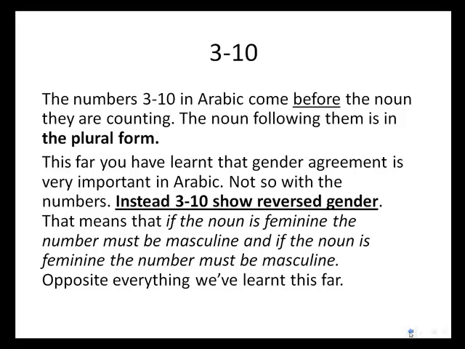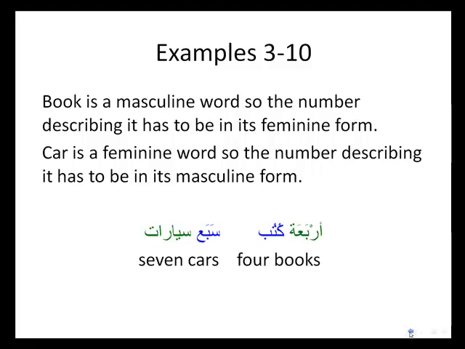If, on the other hand, you want to describe your 9 cars, car, right, okay, let's see, it's a feminine word. The number describing it then has to be in the masculine form. And we're going to see some examples of this now. 4 books, 4 is feminine, book is masculine. 7 cars, 7 is masculine and cars are feminine.